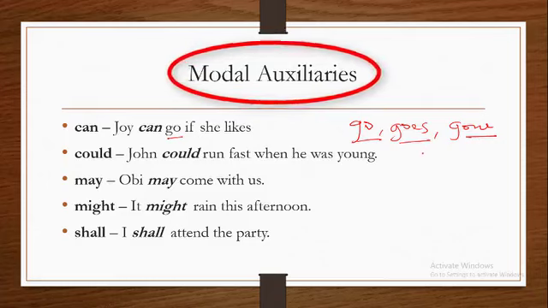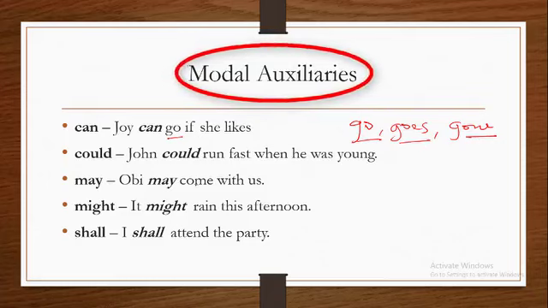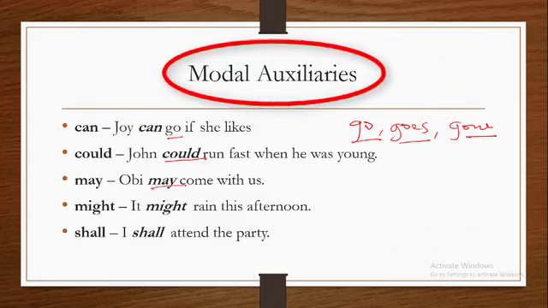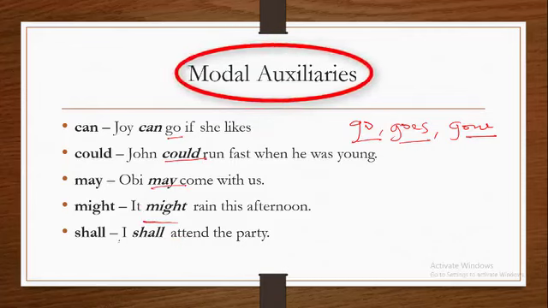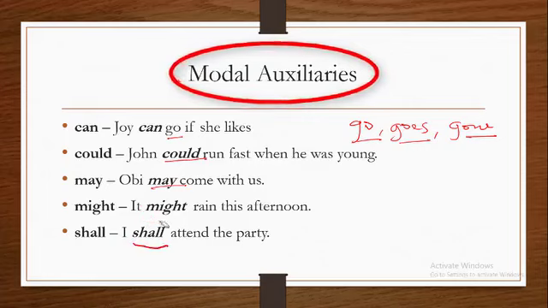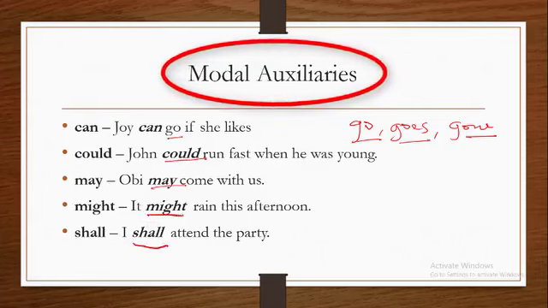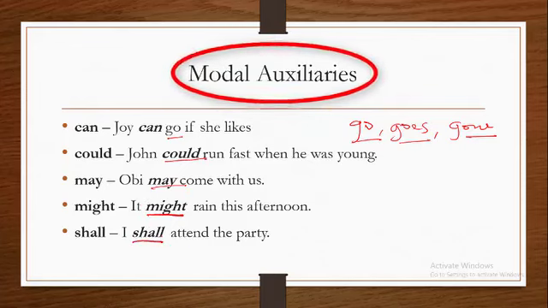Right? So we have John could run fast. So could is a modal auxiliary verb. May is a modal auxiliary verb. Might is a modal auxiliary verb. Shall is a modal auxiliary verb. Okay, so it's showing you that these are modal auxiliary verbs. As long as I've underlined them, they are modal auxiliary verbs.